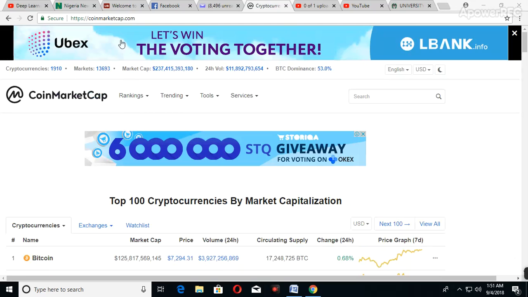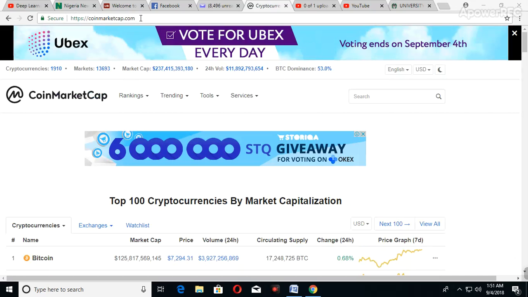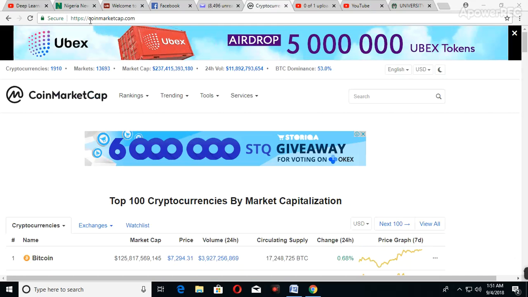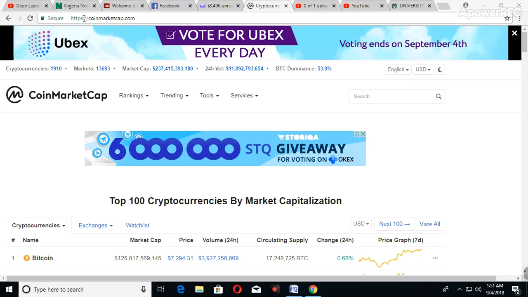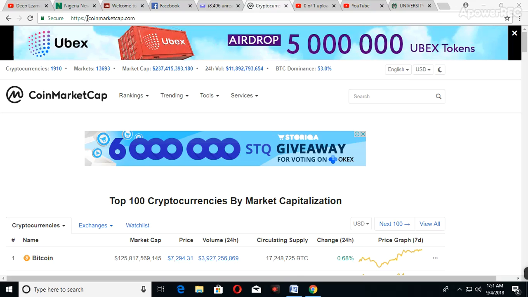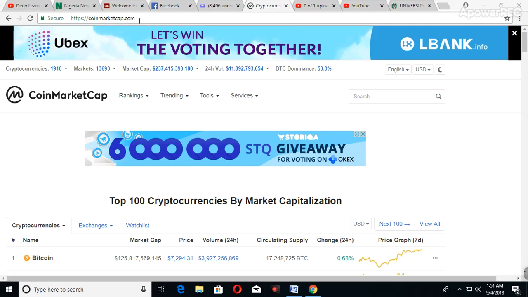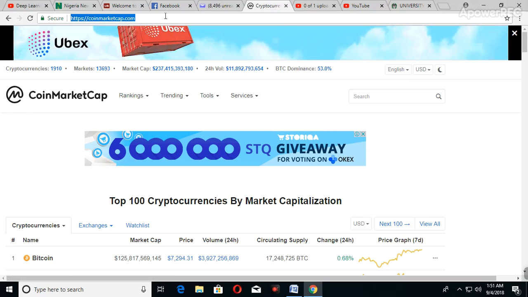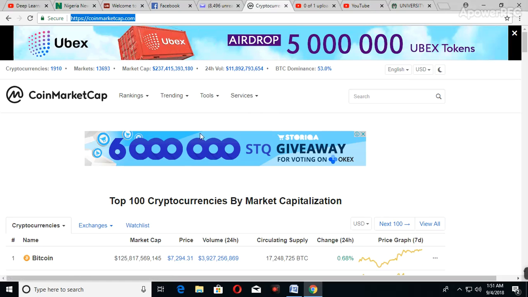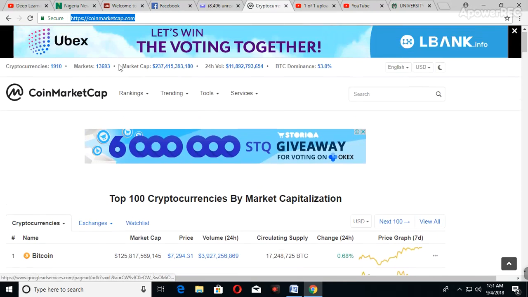To do that, you simply go to this web address that I have here, www.coinmarketcap.com, or you can simply type https://coinmarketcap.com. It's written here. Once you type it, just press enter. Once you press enter, you see this website will open.